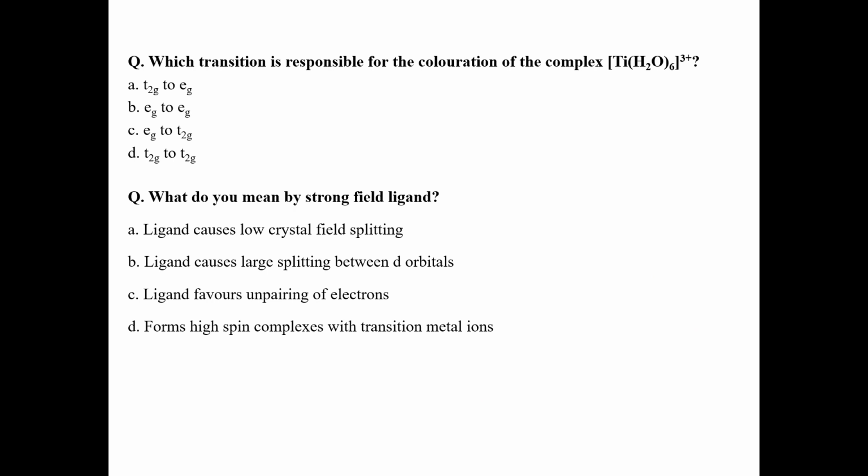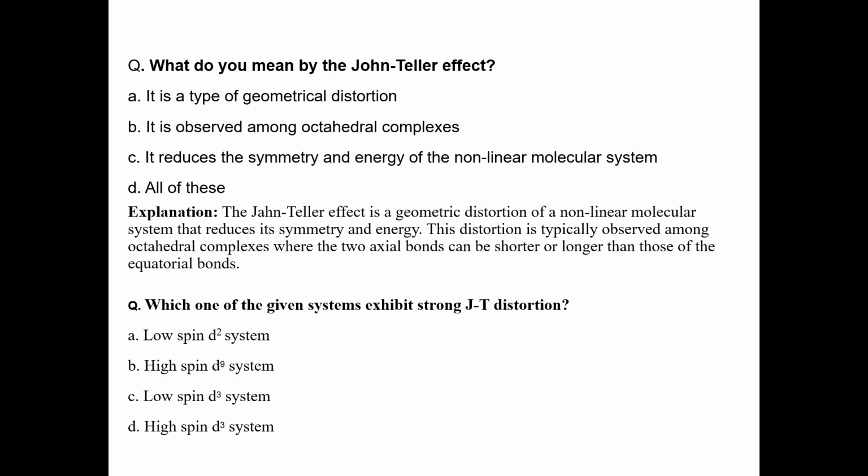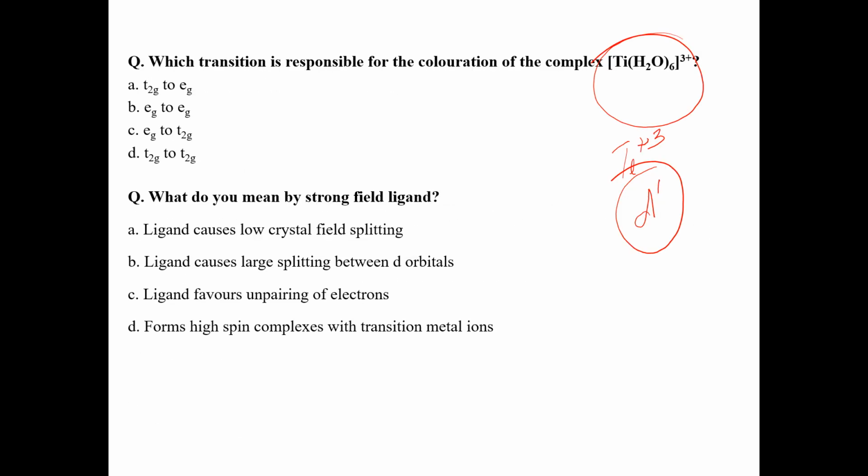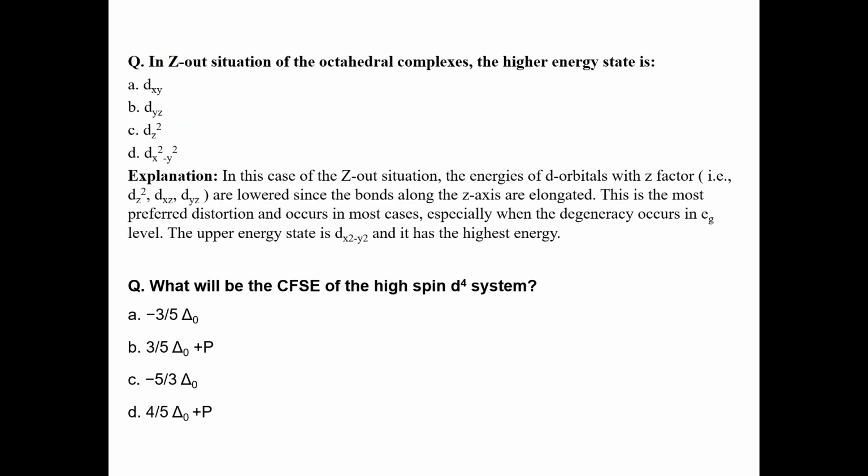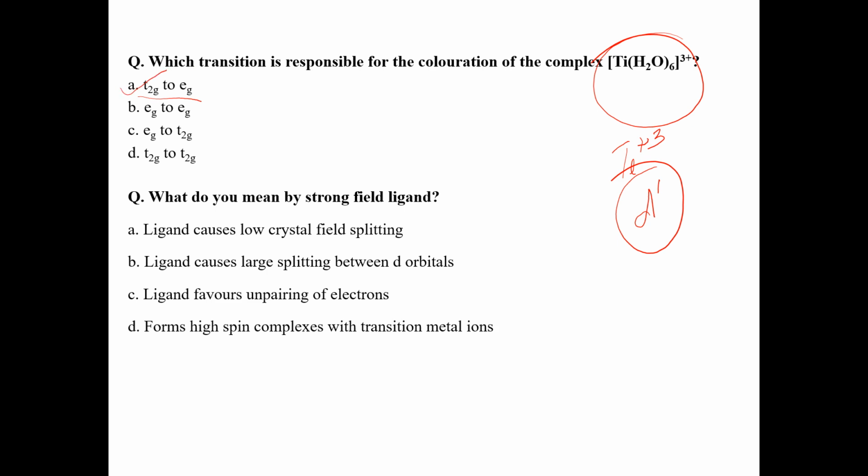Which transition is responsible for the coloration of the complex? This is an octahedral complex and titanium plus 3. It is d1. Okay, so from the orbital diagram, just confirm d1 in octahedral will be lying on which side. And from there you can see, t2g to eg in octahedral complexes.